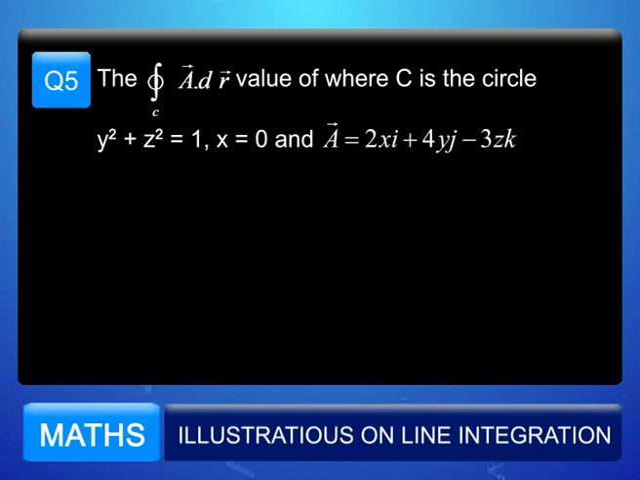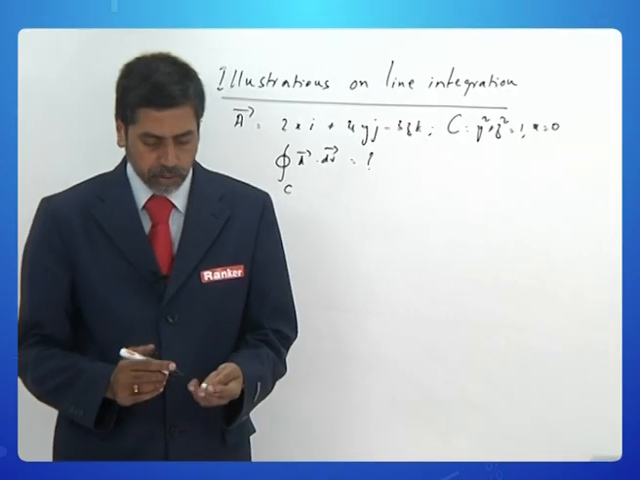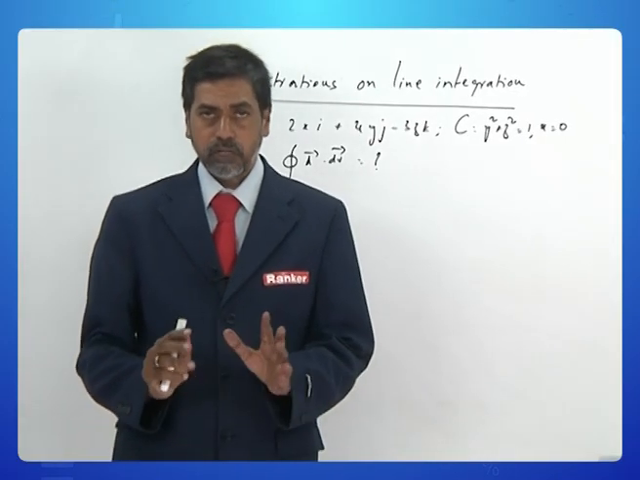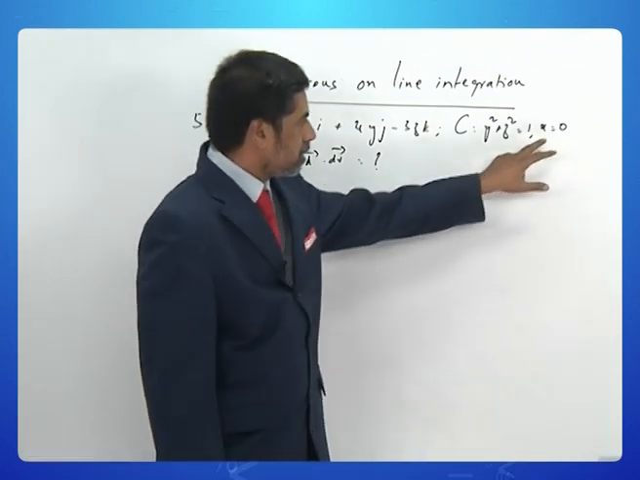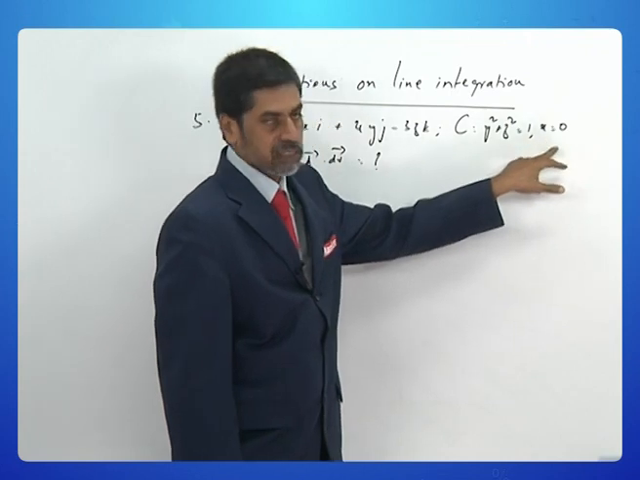Next problem. Question number 5. What is the value of the closed line integral A dot dr, where C is the circle y square plus z square is equal to 1, x is equal to 0, and the field is A is equal to 2x i plus 4y j minus 3z k. Nothing new about this problem, but students would normally get worried when they see 2 equations like this.